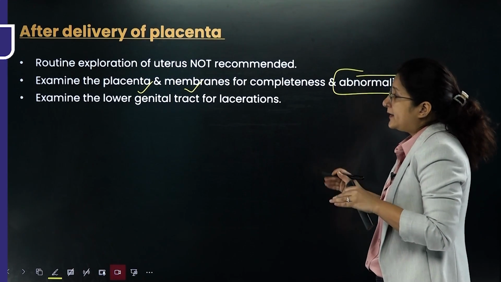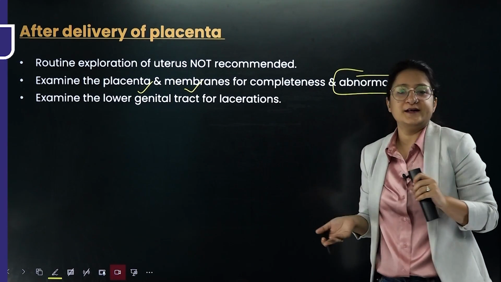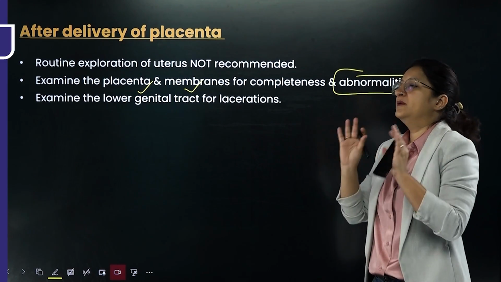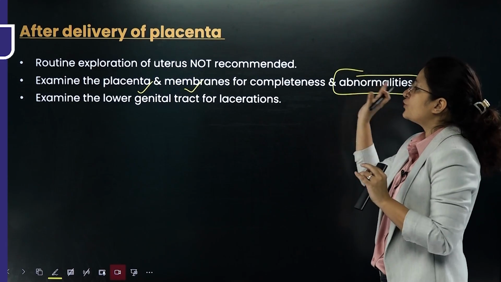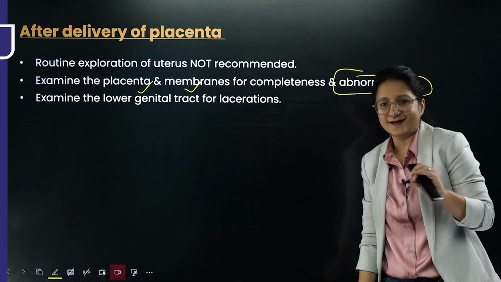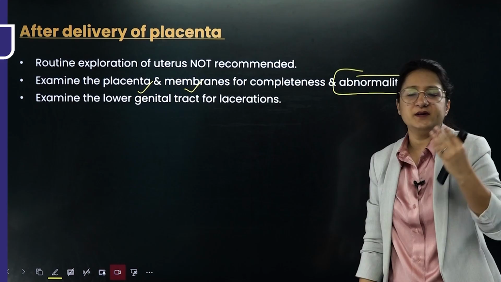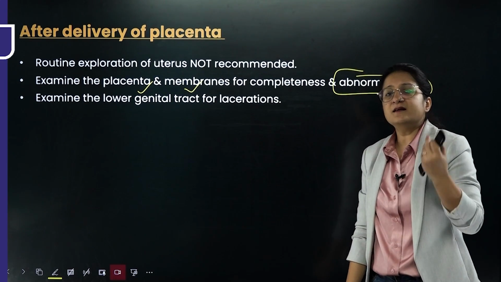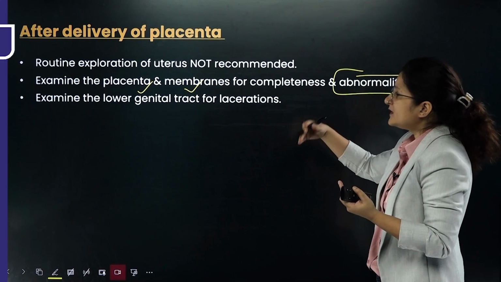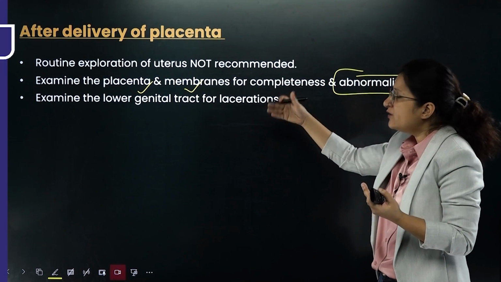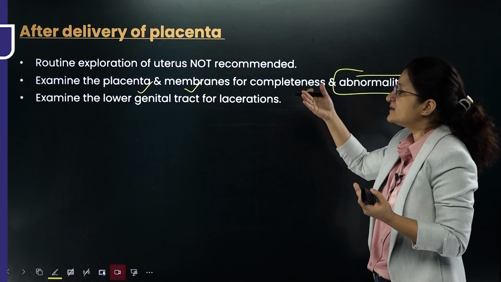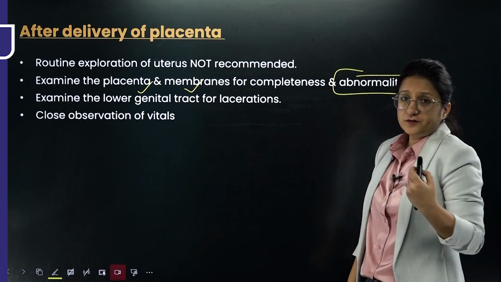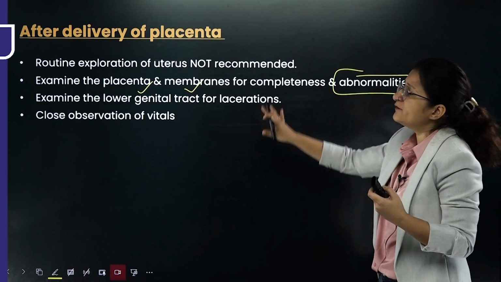Also, at this point in time, once you're done with this much, examine the lower genital tract for lacerations, right? So once you've ensured that the uterus is contracted, bleeding is within normal limits, then you focus on repairing the lower genital tract lacerations, right? If it is an episiotomy, this is the time to repair it. If there is any tear, you need to repair it, okay? If there is any suspicion of cervical tear, any excessive bleeding, then you have to go for complete cervical exploration also, right? That depends.